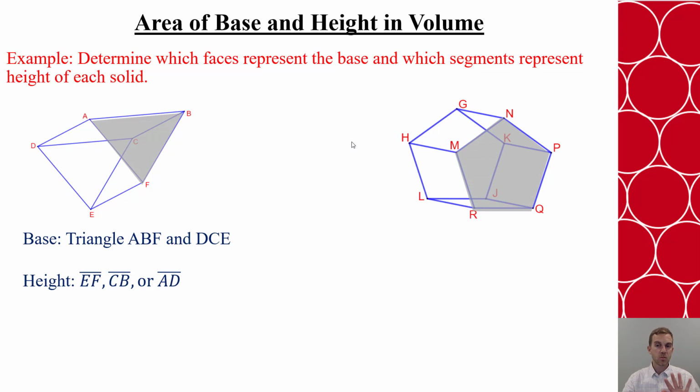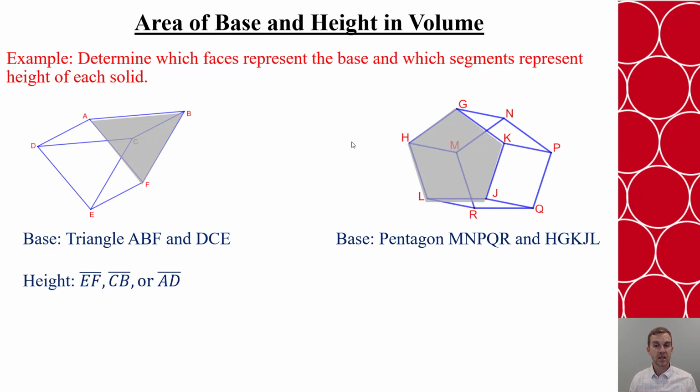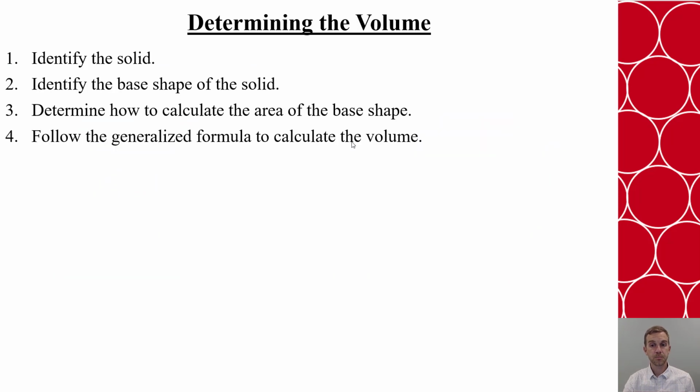When I look at my right solid, I see that the front and back are pentagons. And if I pull that pentagon through, it maintains that shape. So this is a pentagonal prism with the bases being MNPQR and the back one being HGKJL. And then the five segments that connect those two bases represent the height: segments RL, HM, GN, PK, or JQ.